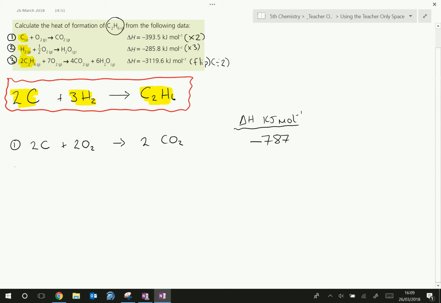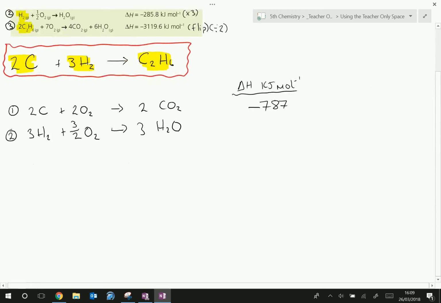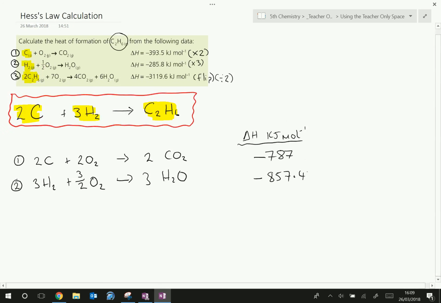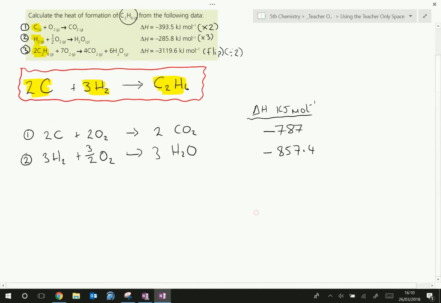Equation 2 now, to adjust that, I need to triple that equation. So I'm going to have 3 H2s. I'm going to have 3 over 2 O2s. So triple a half, you get 3 over 2. And I'm going to have 3 H2Os. And again, because I tripled the equation, I need to triple the delta H value. So that will give minus 857.4 kilojoules per mole. And then on to the third equation.